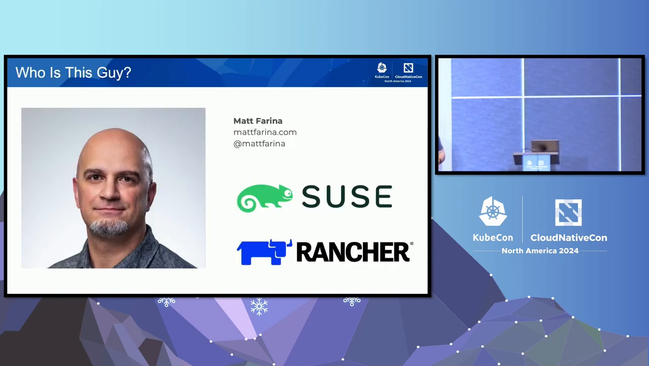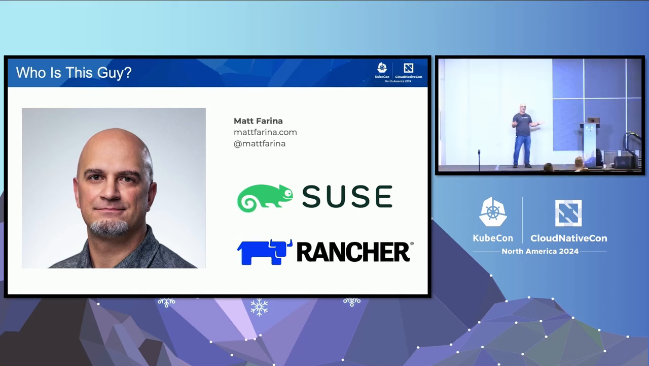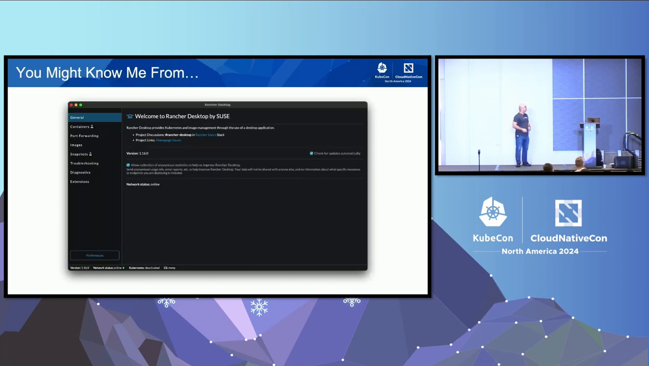All right, so who am I before we get this started? Hi, I'm Matt Farina. I'm one of the maintainers on Artifact Hub. And I work on it. I work at SUSE on Rancher. And I've been doing it since the beginning. And you might know me from something like Rancher Desktop, where you can run Kubernetes and containers on your Mac, Windows, Linux system. You can run Wasm, build that stuff right on your desktop.